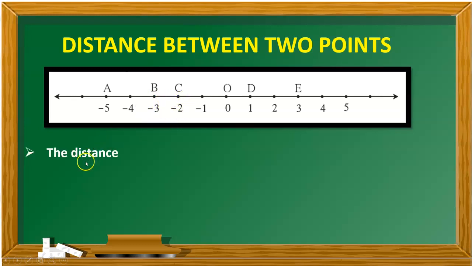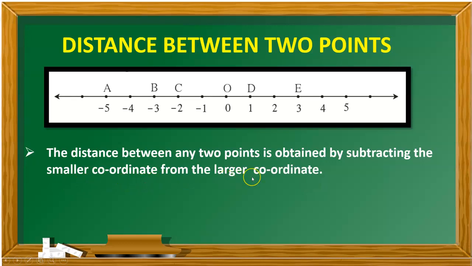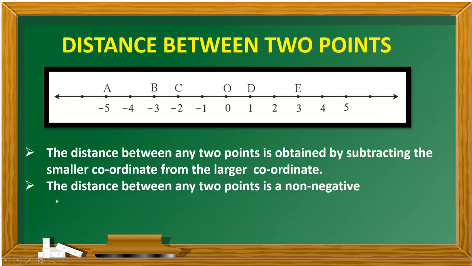So we conclude that the distance between any 2 points is obtained by subtracting the smaller coordinate from the larger coordinate. Since we are subtracting a smaller number from a larger number, children, the answer will always be positive. So we can say that the distance between any 2 points is a non-negative real number. Now, having understood this, let us start with practice set 1.1.